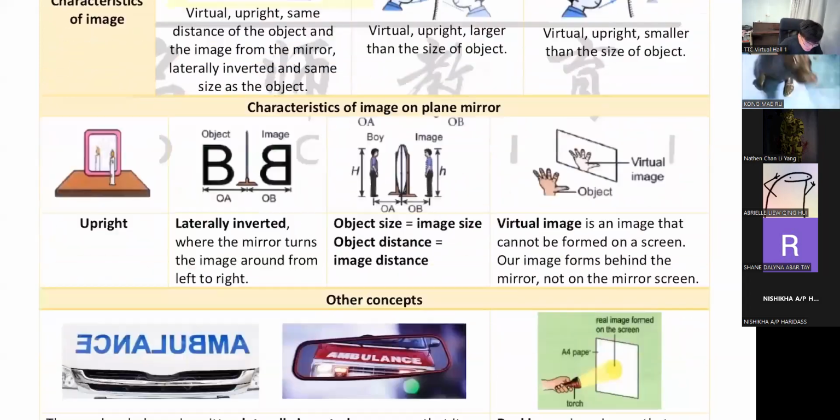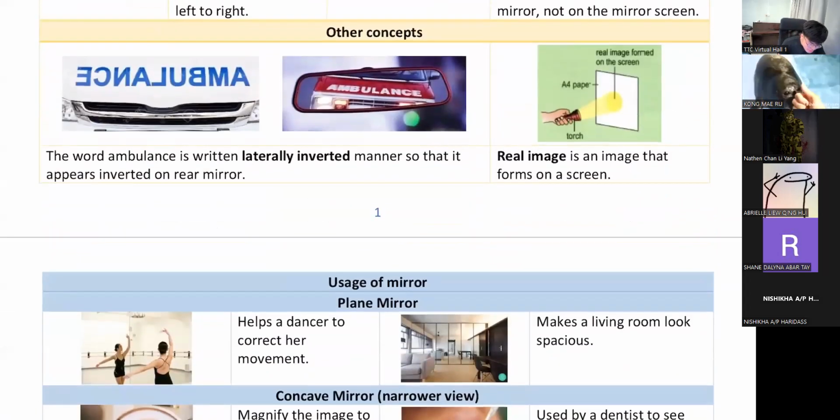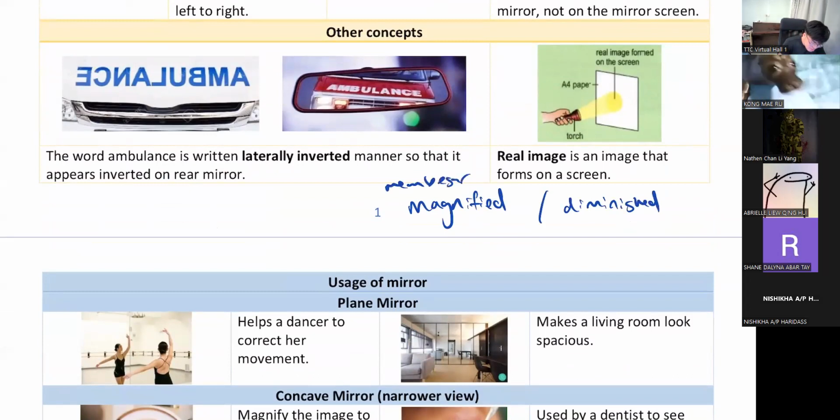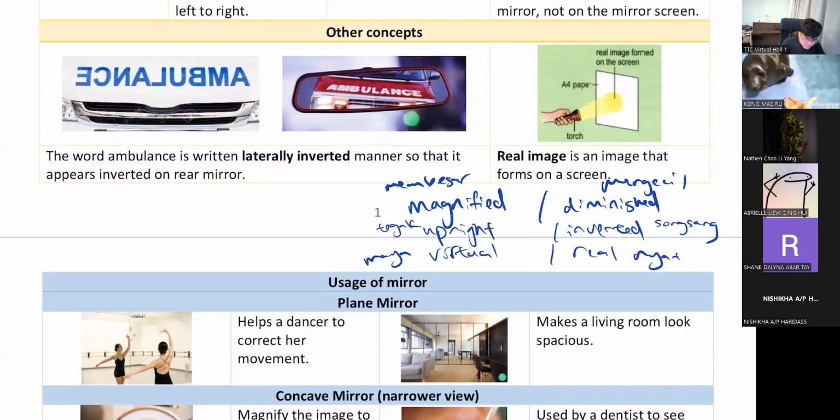Okay, guys, there are 6 words you need to know. Please write them somewhere. You need to know what is magnified, what is diminished. This is membesar dan mengecil. And then there's upright, there's inverted. We call it tegak dan songsang. And then there's virtual, and then there's real. We call it maya dan nyata. Please write it down, guys.